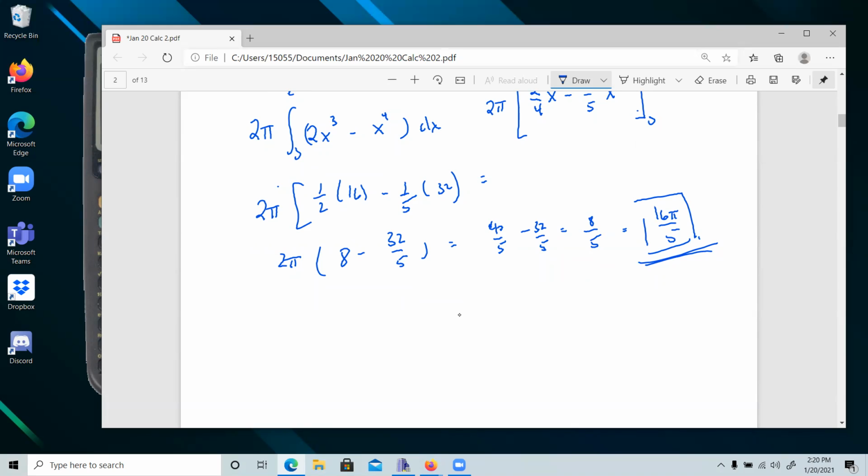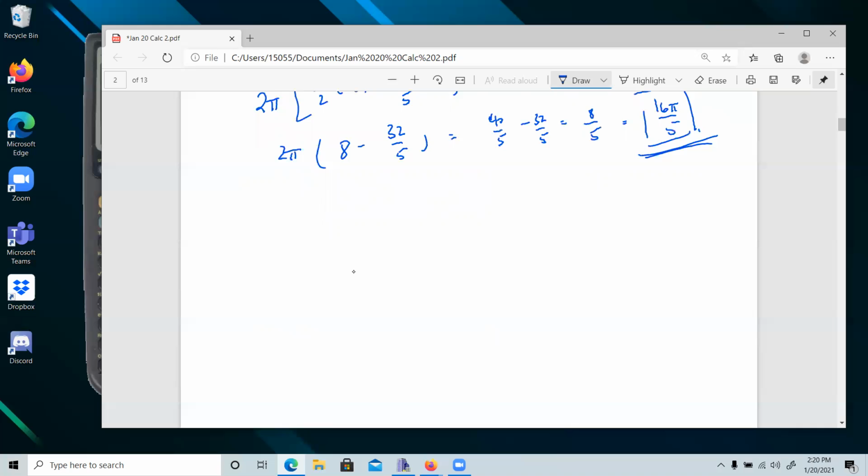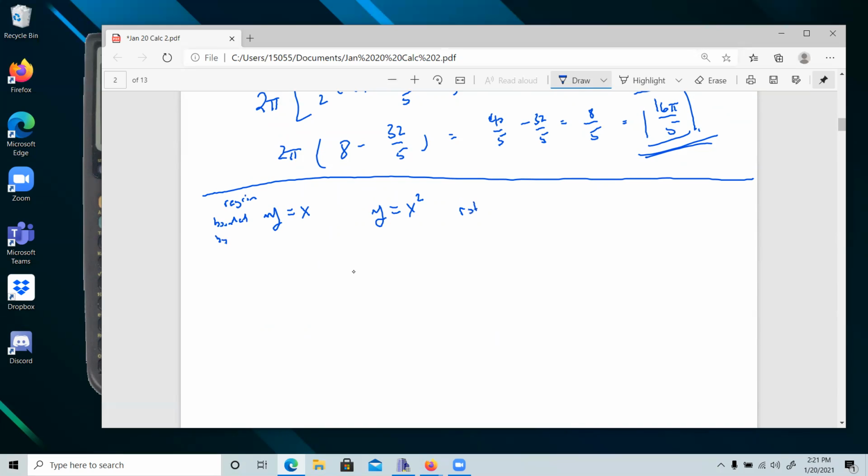Okay. So here's the problem statement that we have for the next one, just to show you that it doesn't matter which way you do this. What if we had y equals x and y equals x squared? That's the region that we're going to rotate. The region bounded by these, rotated about, again, the y-axis. Okay, so let's draw this thing.